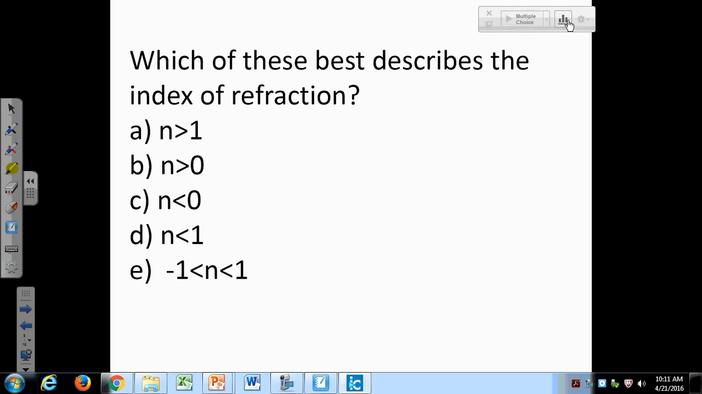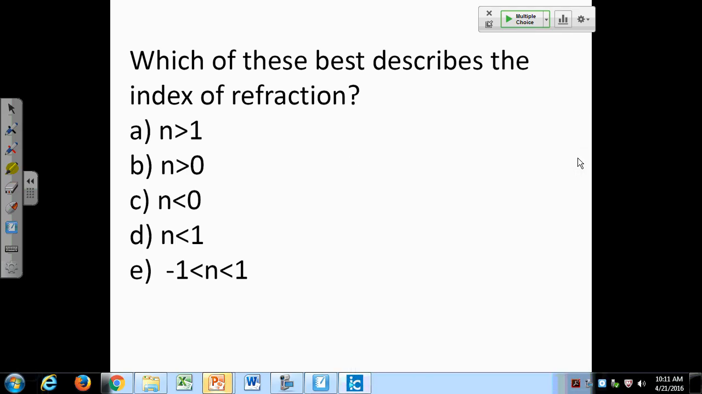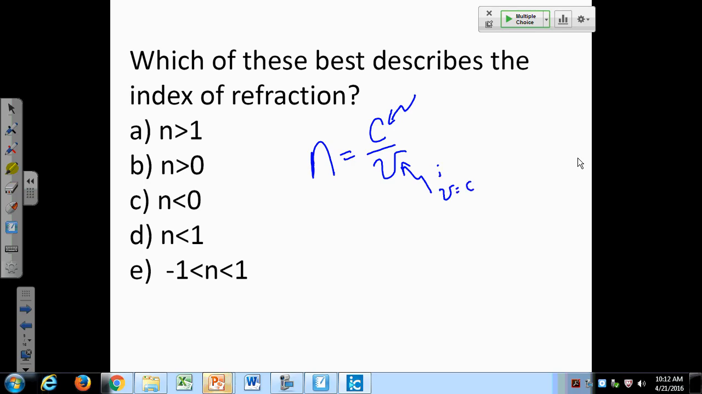I'll show you. Remember our index of refraction. The answer is A, by the way. Our index of refraction is equal to C divided by V, where C is the speed of light in a vacuum. If I'm in a vacuum, then V would equal C. A vacuum is going to have the lowest index of refraction, so in a vacuum, n is equal to 1. It can't go any lower than that because there's just nothing in a vacuum to refract the light. That's why the index is the lowest there. So here, A is the right answer.